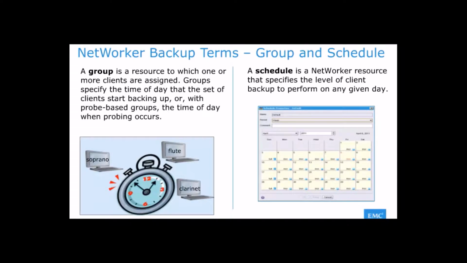A group is a resource to which one or more clients are assigned. Groups specify the time of day that the set of clients start backing up, or, with probe-based groups, the time of day when probing occurs. With a probe-based group, the backup is triggered by successful execution of one or more user-identified client probes. A schedule is a NetWorker resource that specifies the level of client backup to perform on any given day.